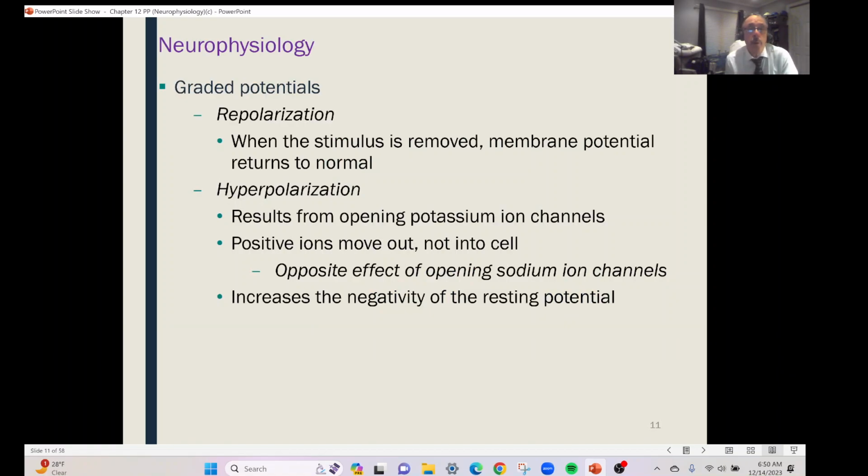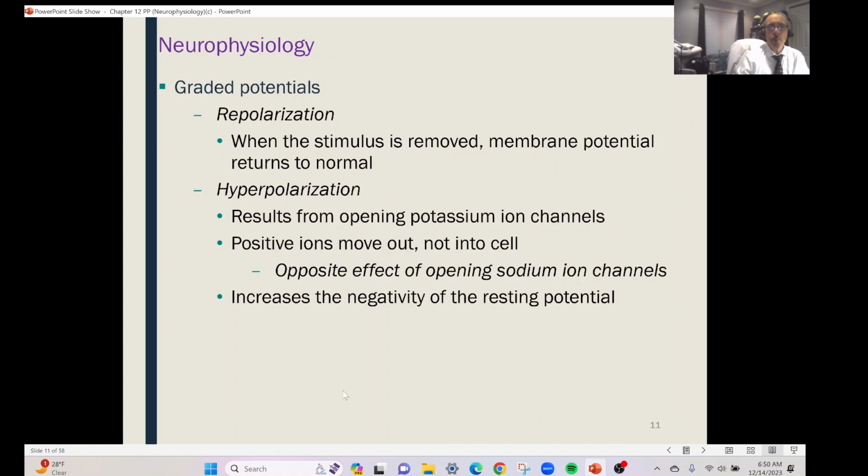And that's really what a graded potential is. Now, once the stimulus stops, say we stop putting the chemical on, we want the cell membrane to go back to normal. We want to get the outside positive again and the inside negative again. That process is known as repolarization. This is when the stimulus is removed and the membrane potential goes back to normal.